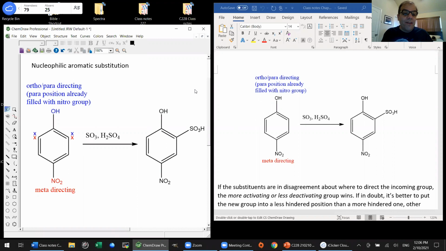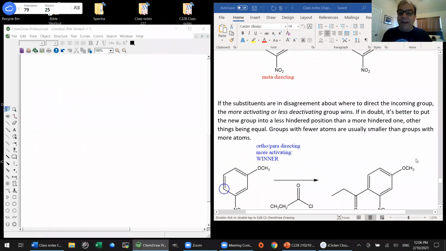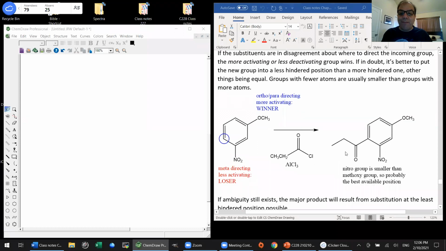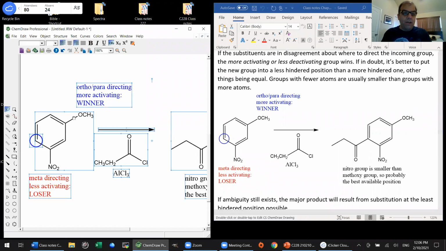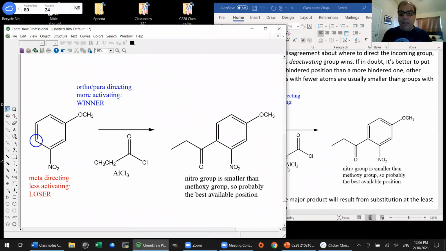Let's see. What if they aren't in agreement? That's when things start to get a little bit interesting. But I think we still have a good way to come up with the answer. So again, I'll just grab that over here. And again, the principle simply is, in cases where they're not in agreement, the substituent groups determine where the SO3H group should go, not the reagents.